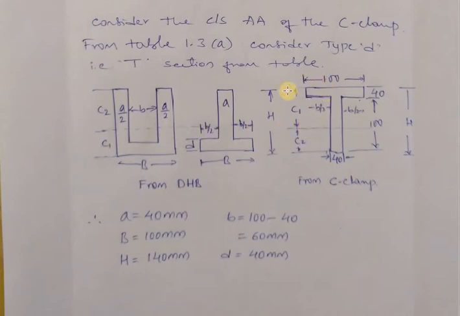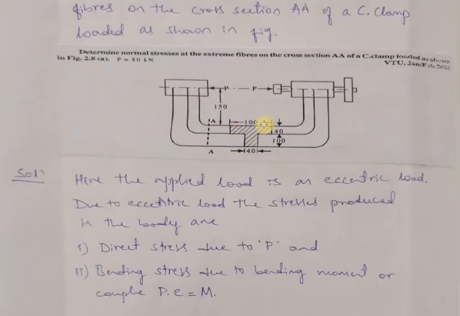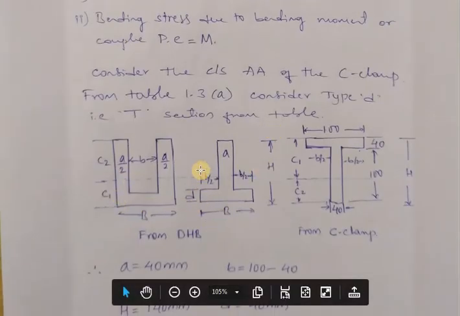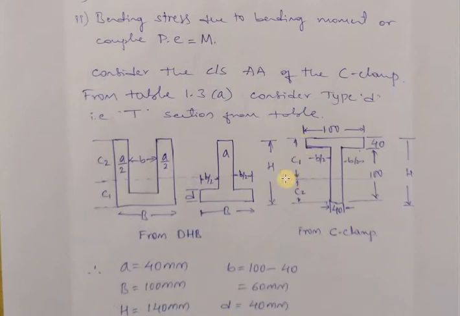When you refer to this figure, the width is at the bottom, but in the given column it is at the top. So you need to reverse the direction of C1. From here to here it is C1. So when you reverse the direction, this is the distance of the neutral axis.